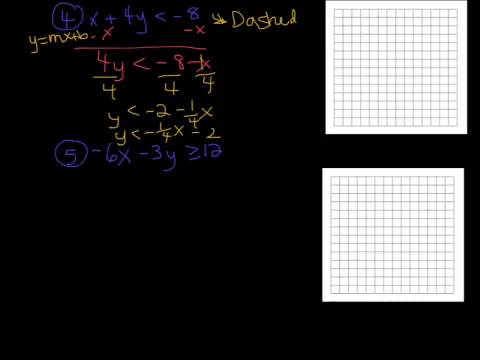So now we have a little bit more that we can do with the problem. We knew it was dashed. What we didn't know is if we were going to shade above or below, but now that we see that it's y is less than, we know it's going to be below the line. We also know that our inequality has a slope of negative 1/4, and we know that it has a y-intercept of negative 2.